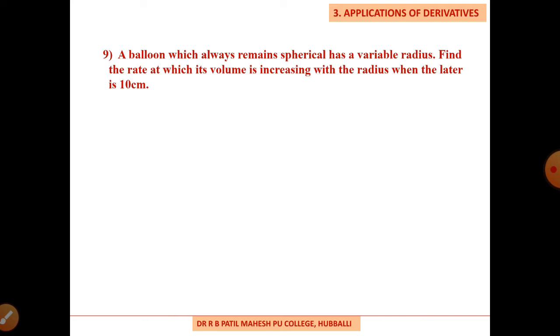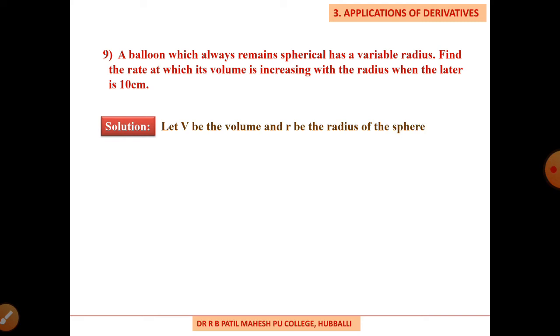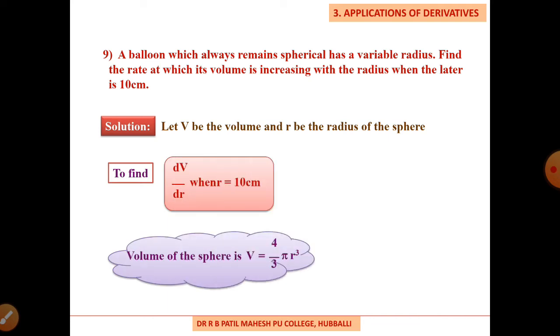So in this example, first you have to write down the given terms. So first we'll start with, let V be the volume and R be the radius of the sphere. The given term is a balloon in spherical shape. Next, to find dV by dr when R equal to 10 centimeter.